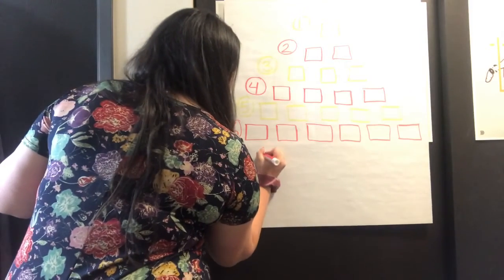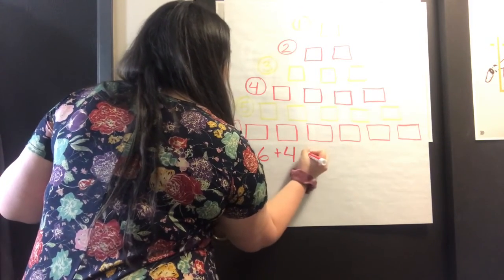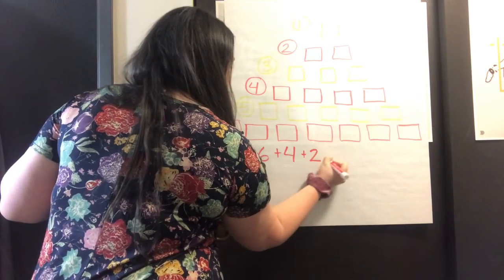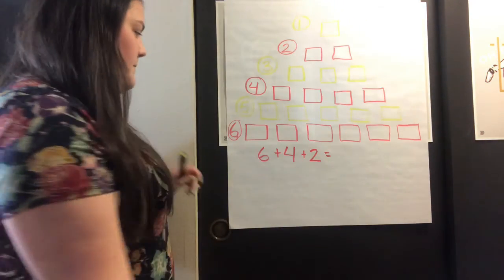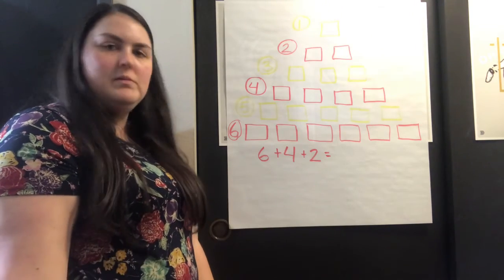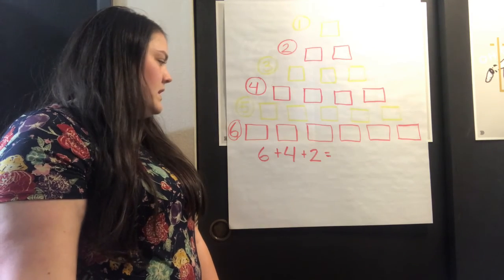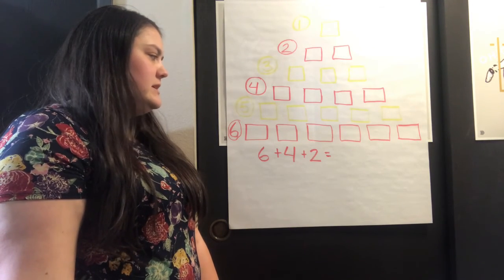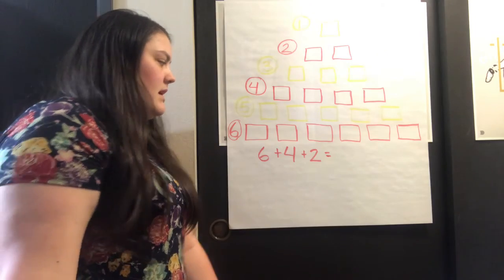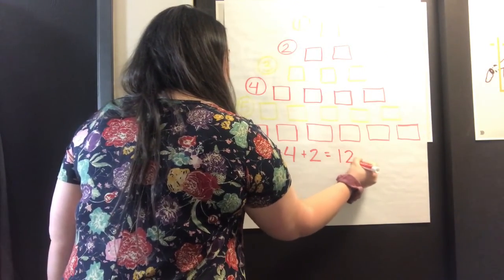The red has 6 plus 4 plus 2. What is 6 plus 4 plus 2? 6 plus 4 is 10, and 10 plus 2 is 12.